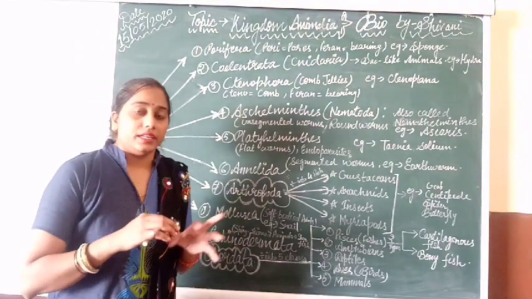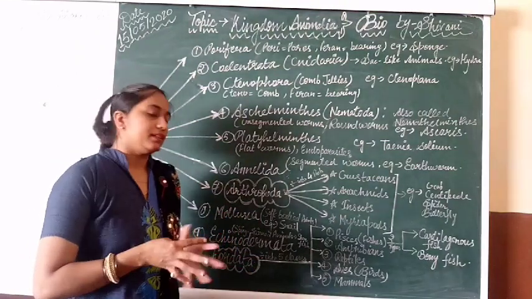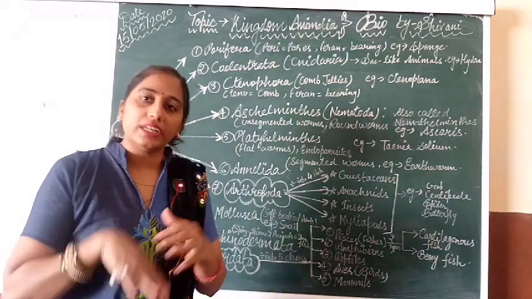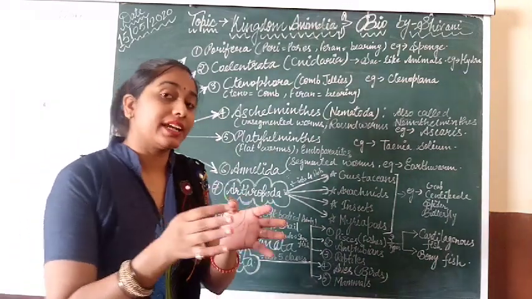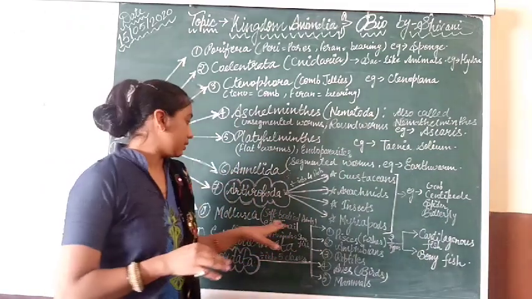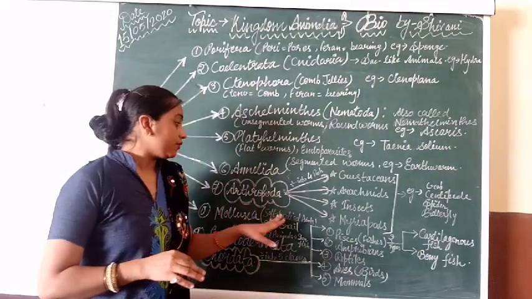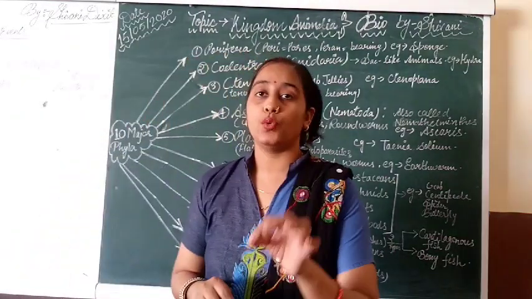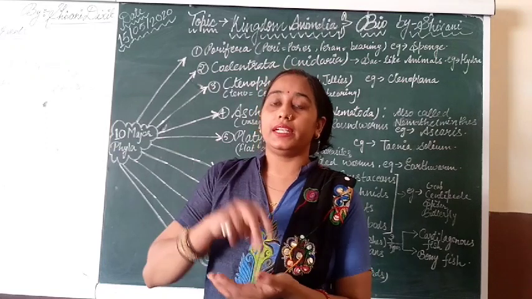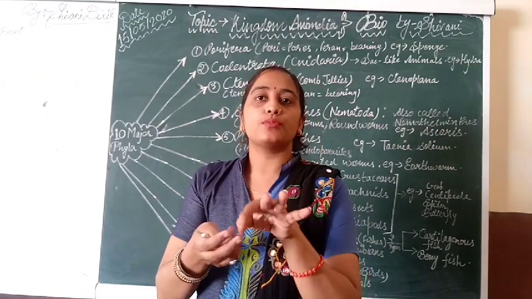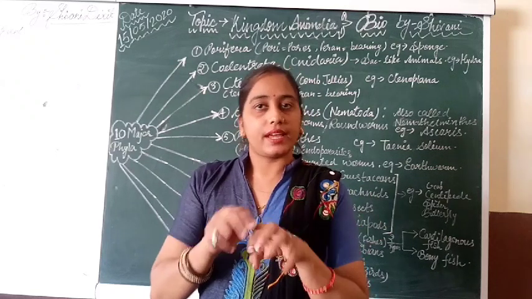Mollusca are soft-bodied animals. They have a hard shell over them. The soft part of the body is inside that shell, which is why they are called soft-bodied animals. The best example of a soft-bodied animal is the snail. You have all observed a snail. It has a shell-like structure over it, and its soft body parts are safe inside that shell.